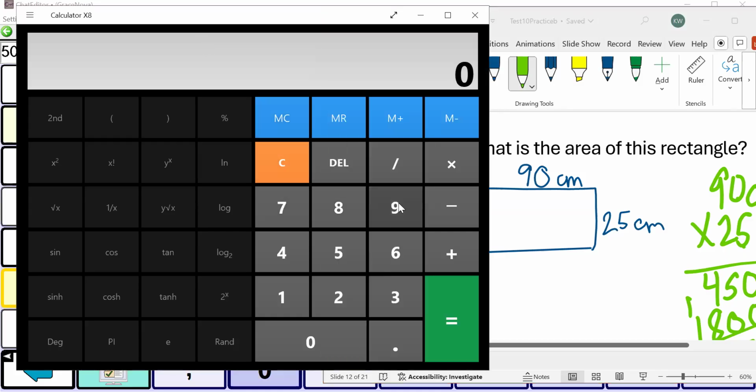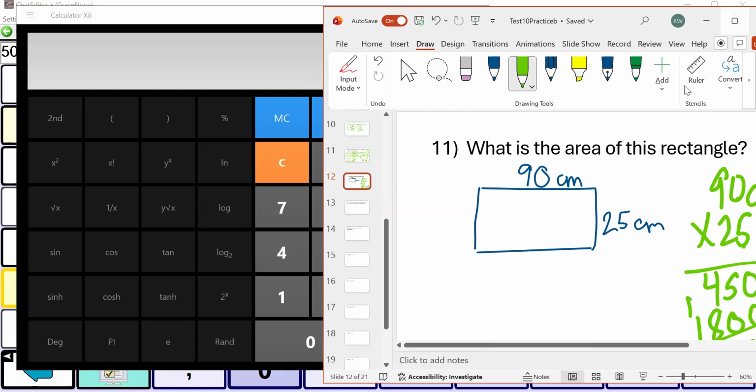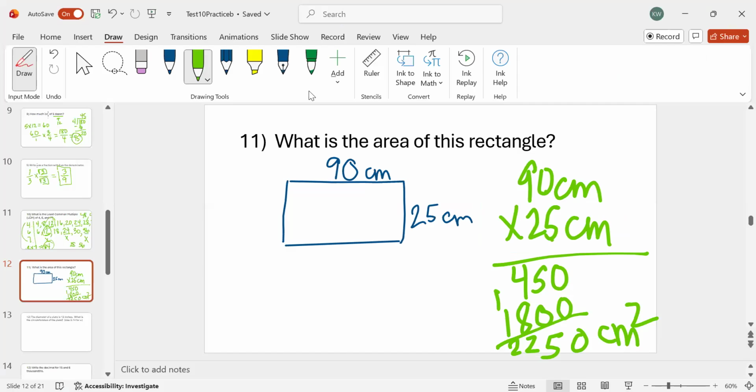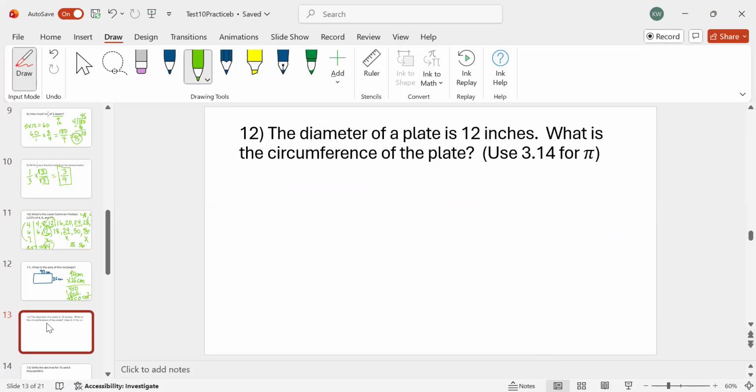All right, and then we would simply go 90 times 25 equals 2,250. Is that what I have when I did it by hand? Let's see. 2,250 centimeters squared. All right, let's move on to number 12.